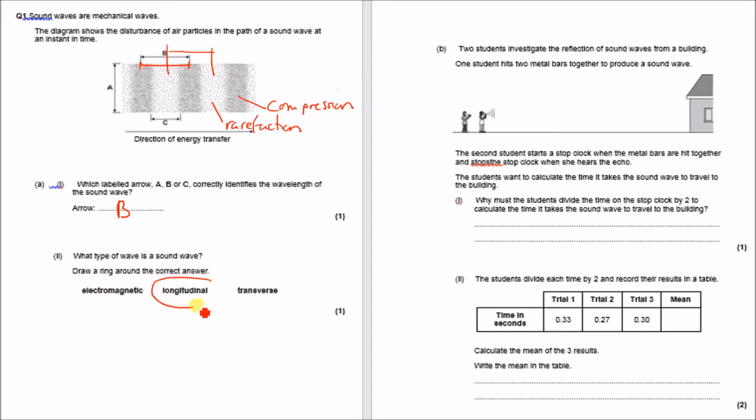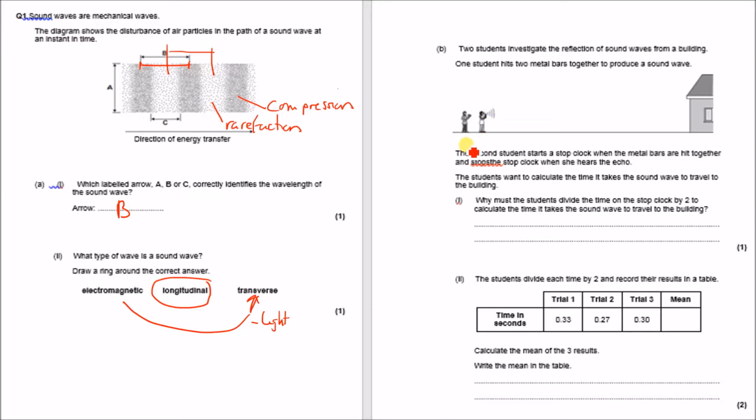What type of wave is a sound wave? It is a longitudinal wave. Remember, transverse waves are electromagnetic waves. They are light waves. So electromagnetic waves are all forms of light, from radio waves all the way down to gamma rays.